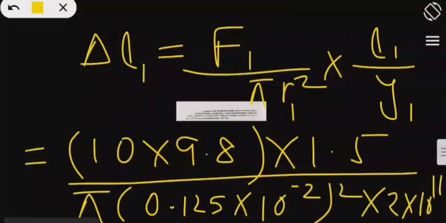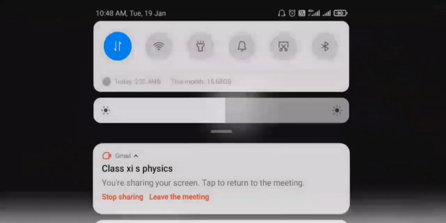All of you write it. I think done. Okay, so the answer you will achieve is delta L1 is equal to 1.5 into 10 to the power minus 4 meter. The answer you will get, delta L1 is equal to 1.5 into 10 to the power minus 4 meter.